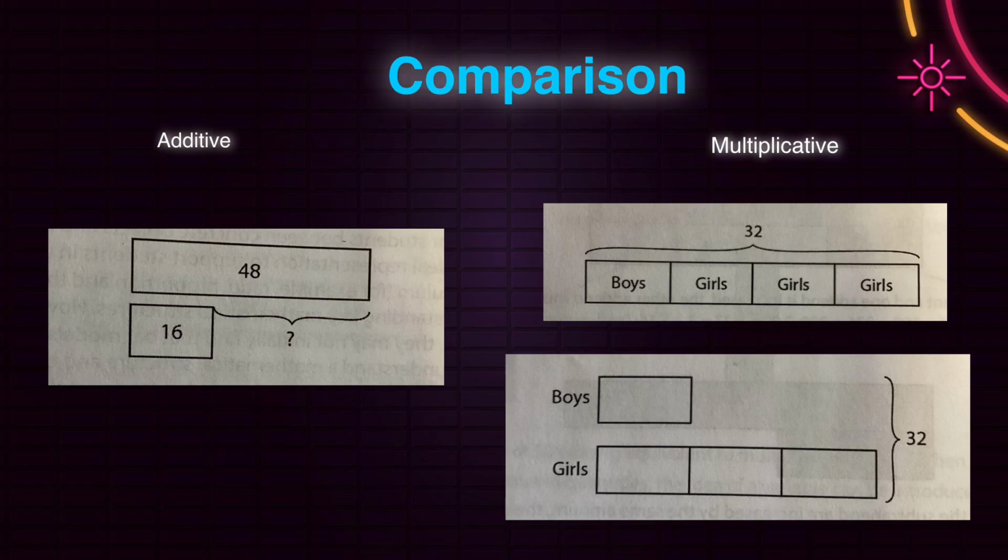The bottom model clearly shows that the ratio of boys to girls is 1 to 3. But the students may find the whole easier to visualize on that top model. They will need time and practice to see that the bracket also represents the whole, and it is important for them to see bar models used in both ways.